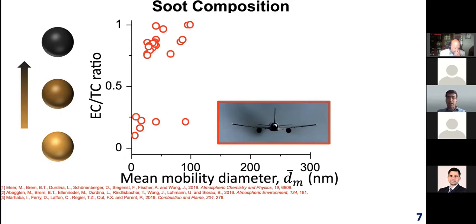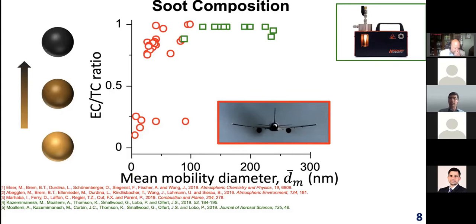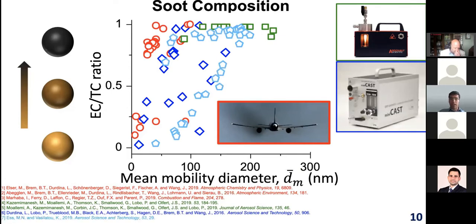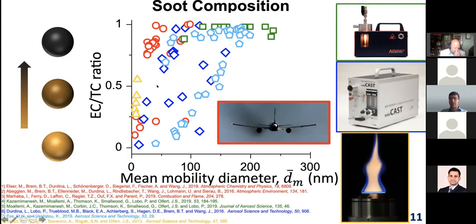Now, if we compare the same data for the inverted burner, we can see that very large particles with very high elemental to total carbon ratio are produced. But when we push the particles to small diameter, their elemental content starts to go down. Same story for particles made with the CAST soot generator. Particles made at different conditions or set points can be generated. But as soon as we go to small particles, their elemental content starts to drop rapidly. And the same story is true for particles made from premix flame.